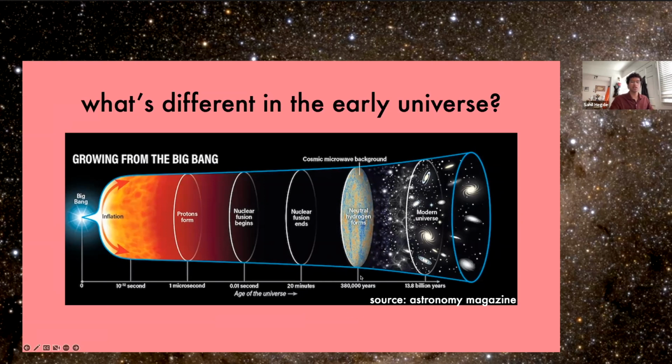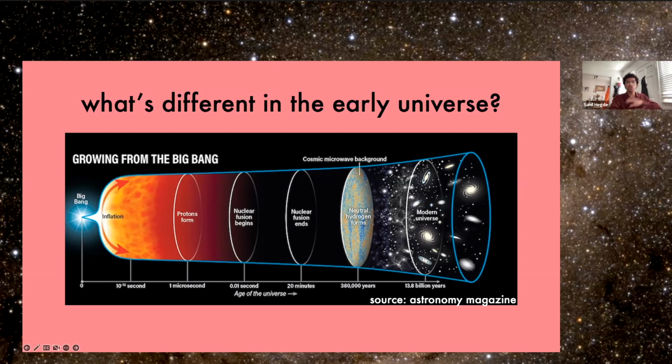Once we get to this point, they combine, and then they no longer are able to find another hydrogen atom to collide with and break apart. And so we end up with neutral hydrogen that doesn't get broken apart. And so that seeds basically everything that we see around us.